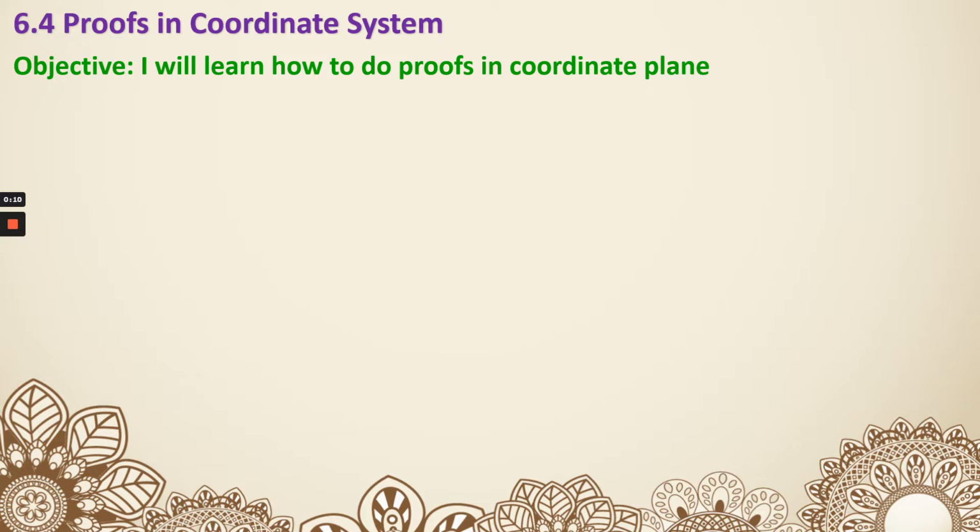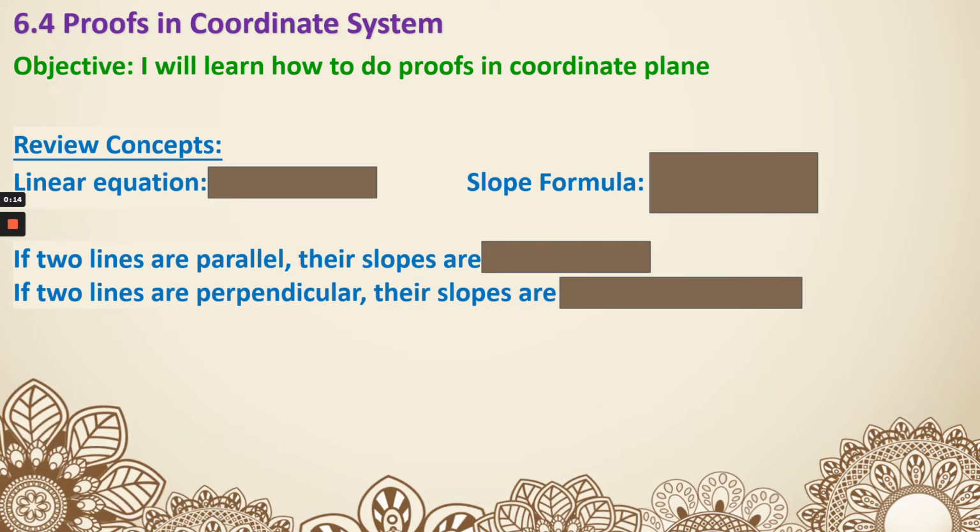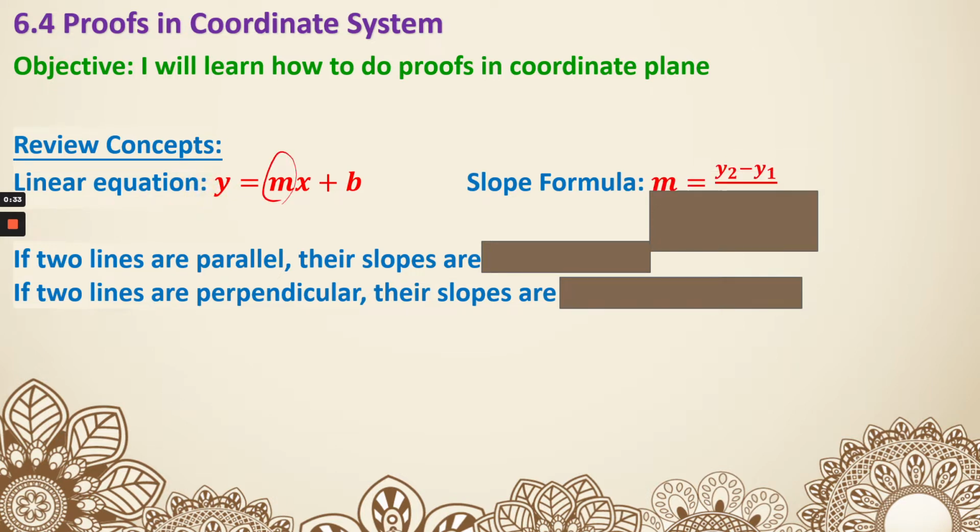Let's first review some concepts about coordinate systems. Number one, linear equation. That is y equals mx plus b. Next, slope formula. Some of you might think y equals mx plus b is a slope formula. Actually, that is the equation. When we actually say slope formula, we're just trying to find this letter m right here. So slope formula is m equals y2 minus y1 over x2 minus x1.